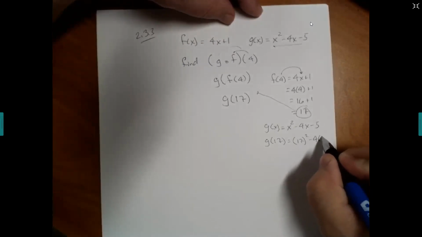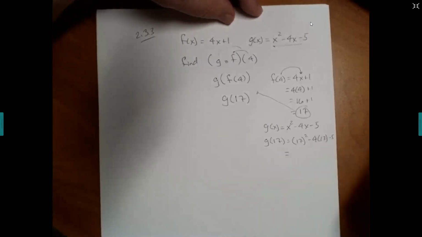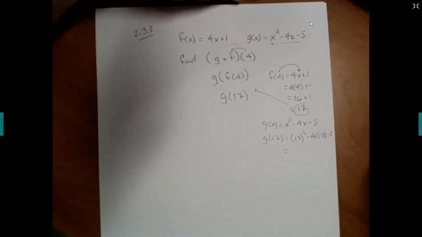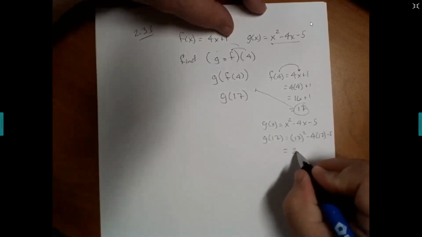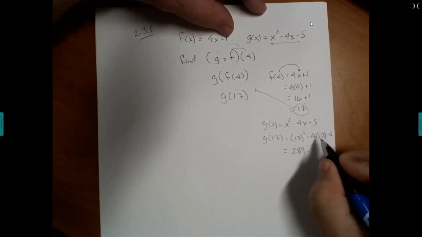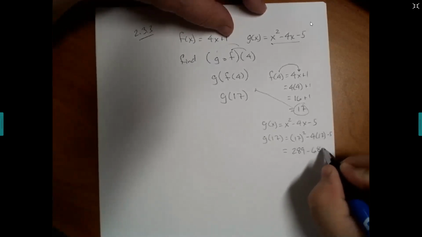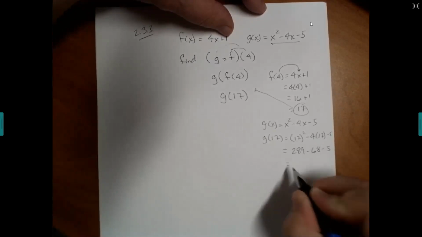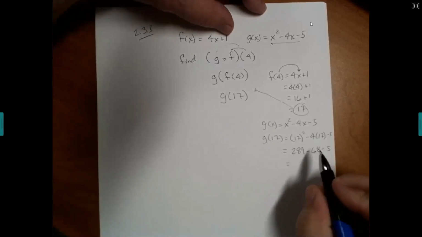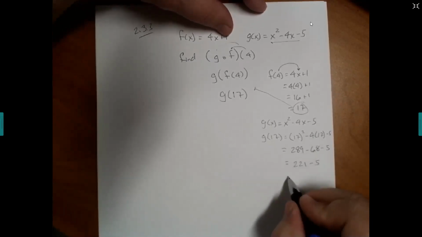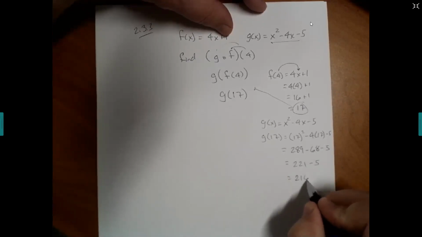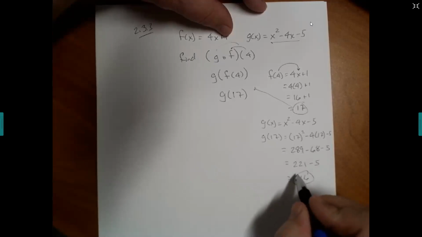17 squared, 4 times 17. So 17 squared is 289, right? Yeah. 4 times 17 is 68, minus 5. 289 minus 68 is 221. Minus 5 is 216. So that's your final answer.